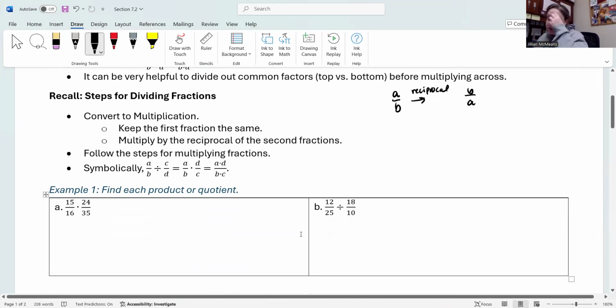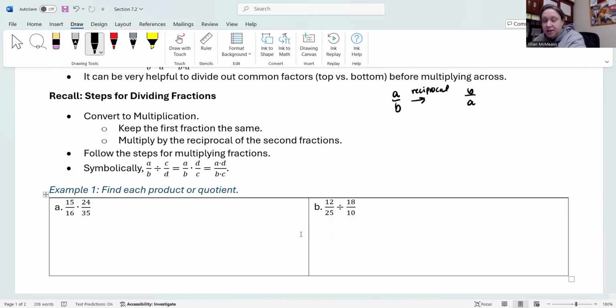For example 1, it says find each product or quotient. I've got 15 over 16 times 24 over 35. So let's do some air quote factoring. I can think of 15 as 5 times 3, and 24 as 8 times 3. That's my numerator. In my denominator, I could think of 16 as 2 times 8, and 35 as 5 times 7. So in a sense, I've written each of these numbers as a factorization.